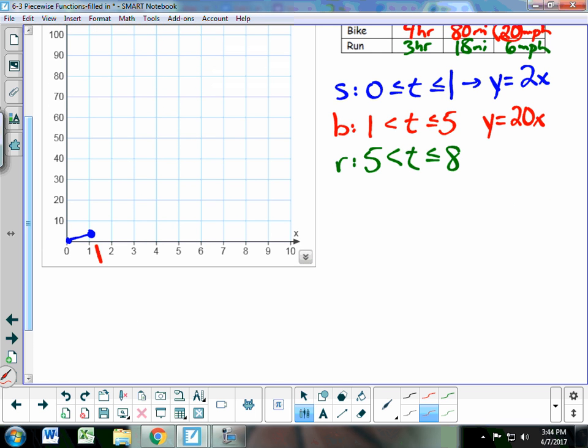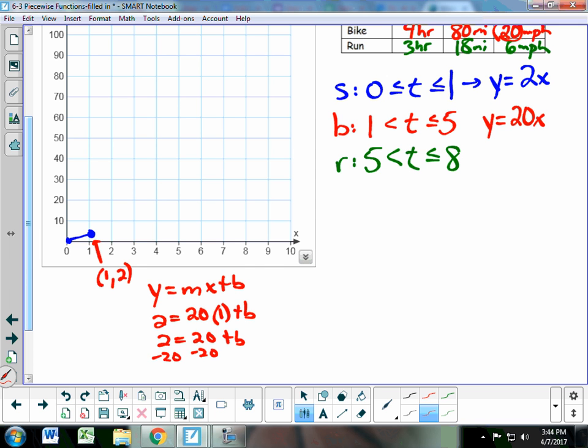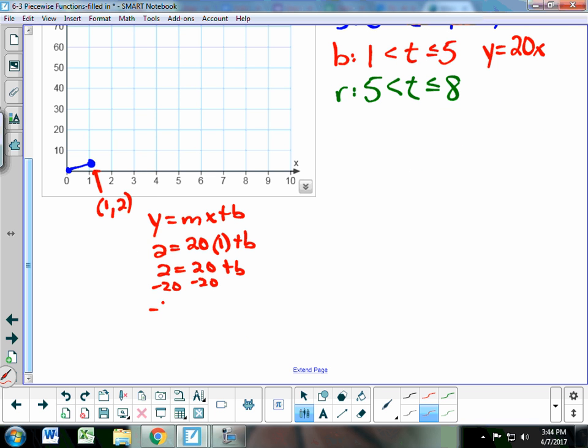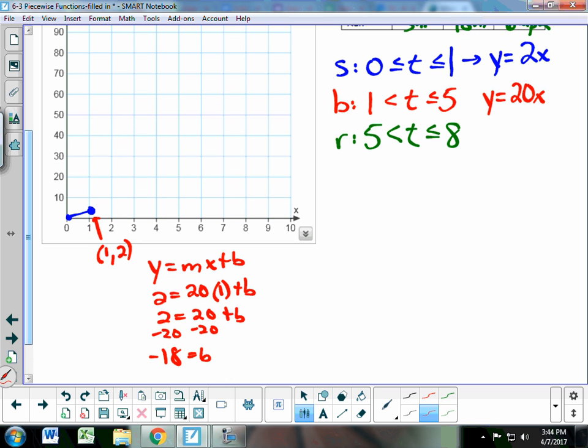So this point right here is the point (1, 2), and then we have a slope of 20. So if we're going to use y equals mx plus b, we have our y value of 2 equals m of 20, x of 1, and b. So that makes 2 equals 20 plus b. Subtract the 20, and negative 18 is equal to b. So that's our y-intercept, negative 18. So then I can include that right here, minus 18.